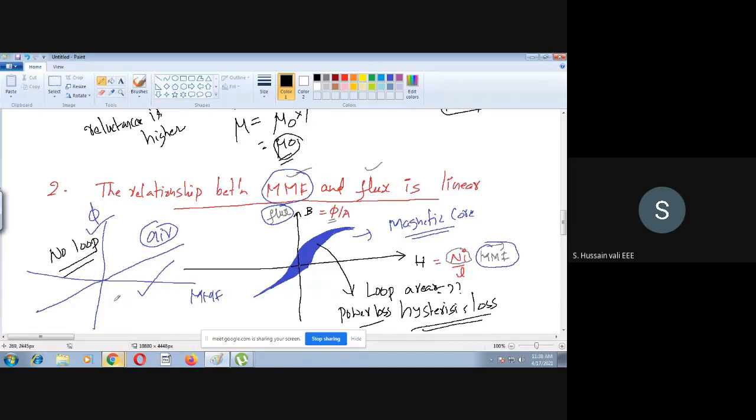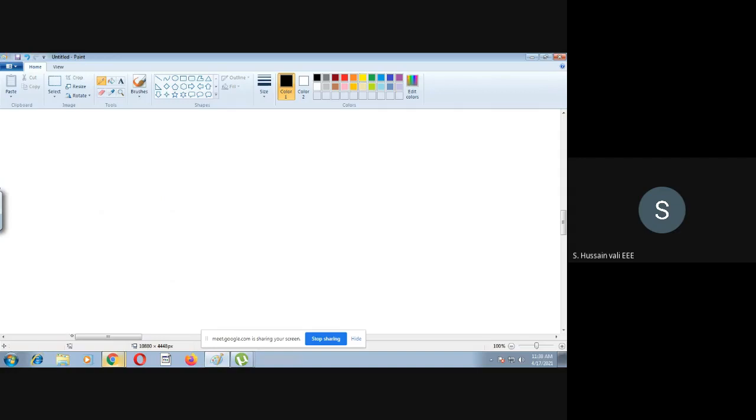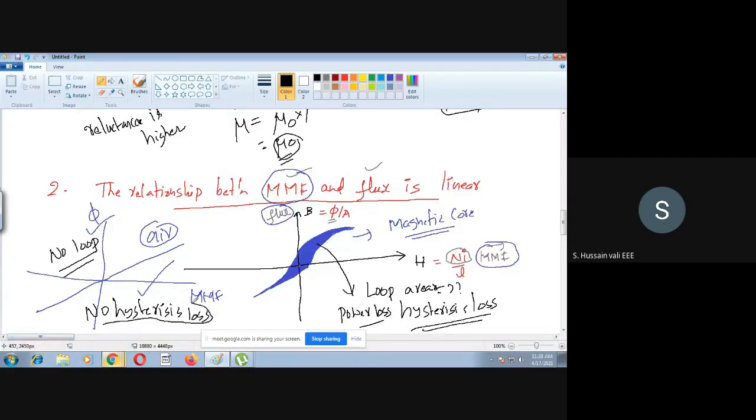When you don't have any loop, do you have any hysteresis loss? You don't have any hysteresis loss. So, no hysteresis loss in the case of the air core transformer. That is the advantage of the air core transformer, that you don't find any kind of hysteresis loss. Practically you can see that the relationship between B and H is a straight line. It's a linear relationship, so you don't find any loop. No loop, no area, so no hysteresis loss, no power loss.